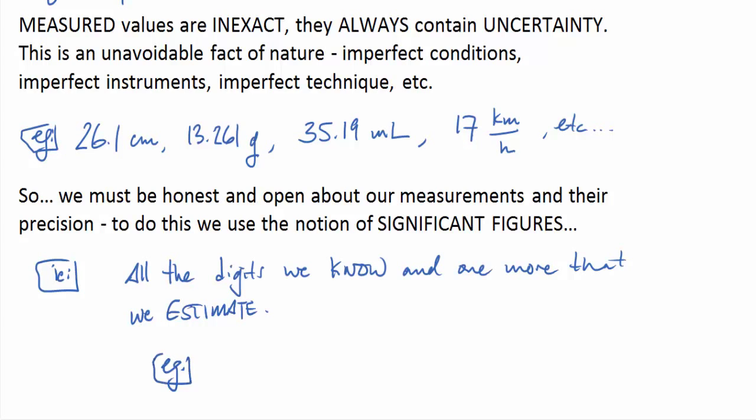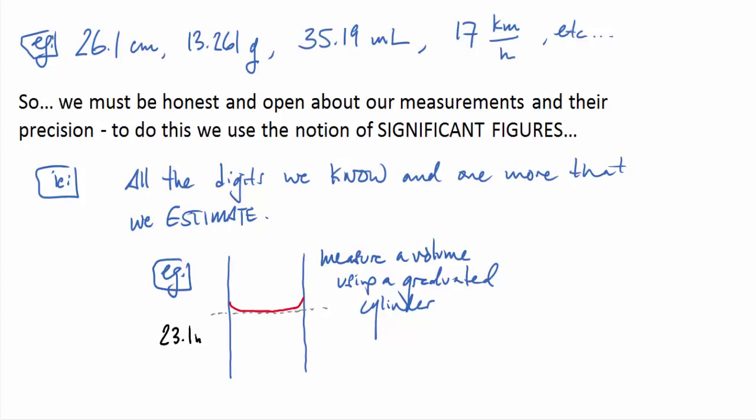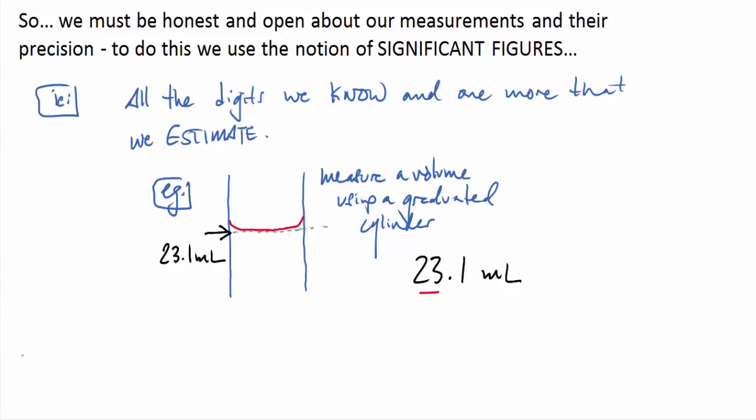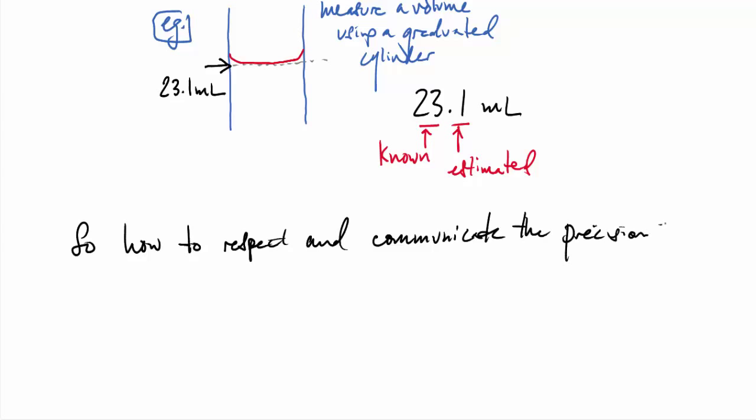For instance, here we have some liquid in a graduated cylinder, and we're going to try and get its volume. You can see I've drawn in the meniscus, and we'll have a look there and say, for example, we observe 23.1 milliliters. Well, the 23 is known, and that 0.1 there is our estimated value. Might be 0.0, could be 0.2. We make the best estimate we can. So how to respect and communicate this idea of precision of our values when we're calculating?